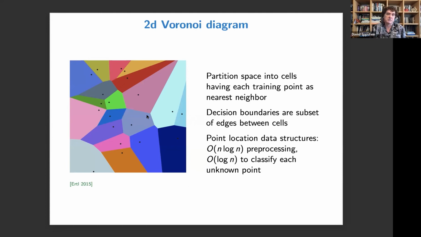For the two-dimensional Voronoi diagram, there's again been an enormous line of research on point location data structures, which allow this problem to be solved in n log n preprocessing time, log n query time to classify each unknown point. There are better point location data structures known for situations where points are well within their cell. It's a pretty well-studied and known problem.